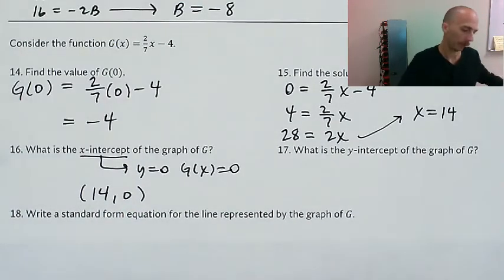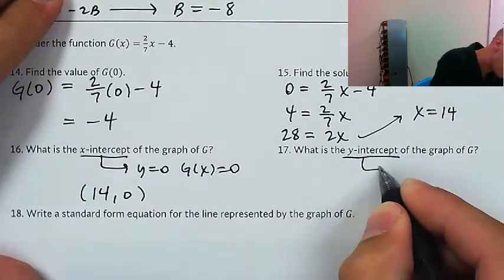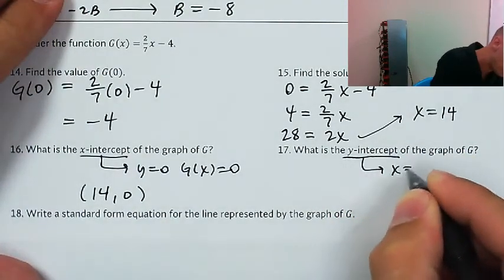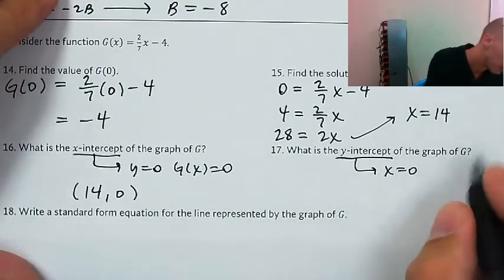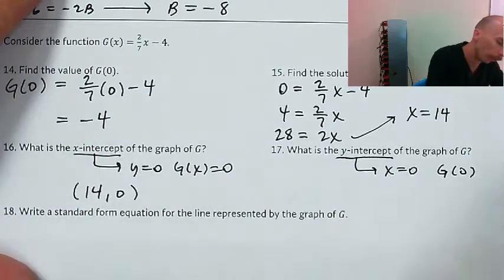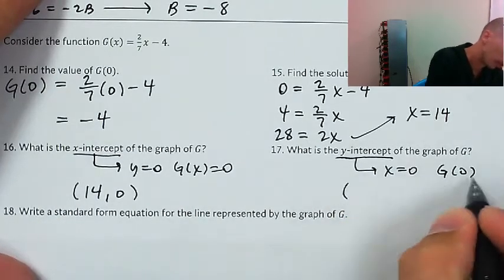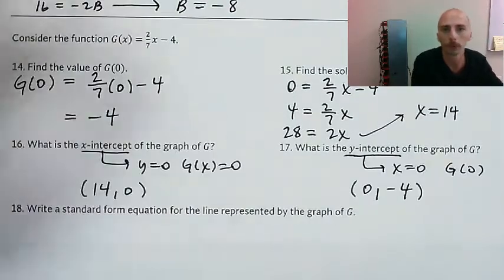And then if they ask what's the y-intercept on the graph of g, well, we know the y-intercept is the place where x equals 0. So that would be where we're plugging in 0 for x. So that's the g of 0 thing. And we already did that. We found that g of 0 was negative 4. So I'm going to say that the intercept is the place where x is 0 and y is negative 4. Right? There's no sense in doing that work twice.